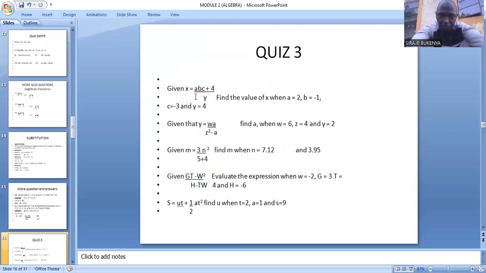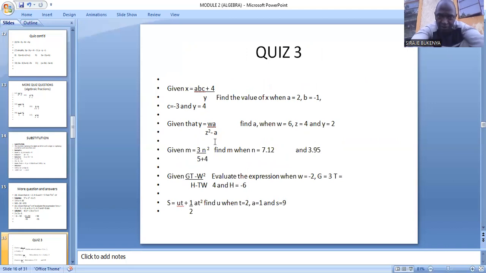Given x is equal to abc plus 4 over y, find the value of x when a is equal to 2, b is equal to -1, c is equal to -3, and y is equal to 4. You can try also this. y is equal to wa over z square minus a. Find a when z is equal to 6, w is equal to 6, z is equal to 4, and y is equal to 2.